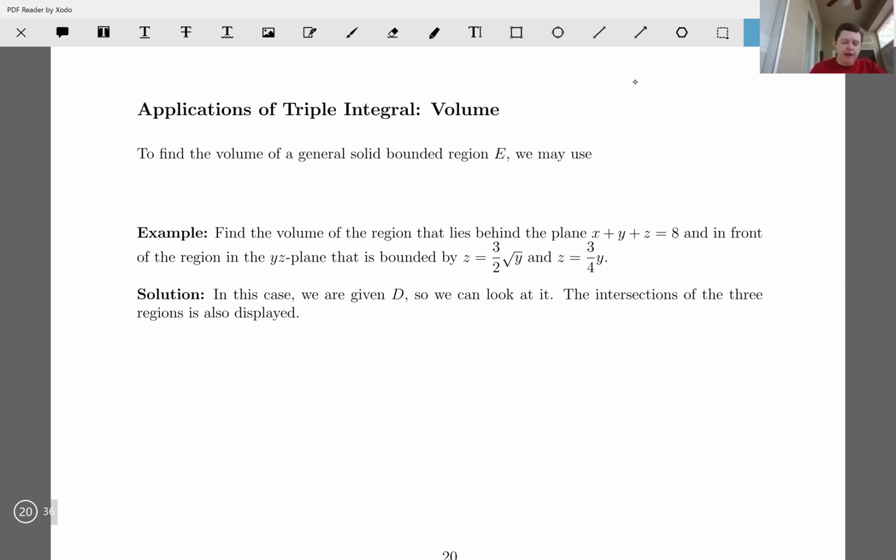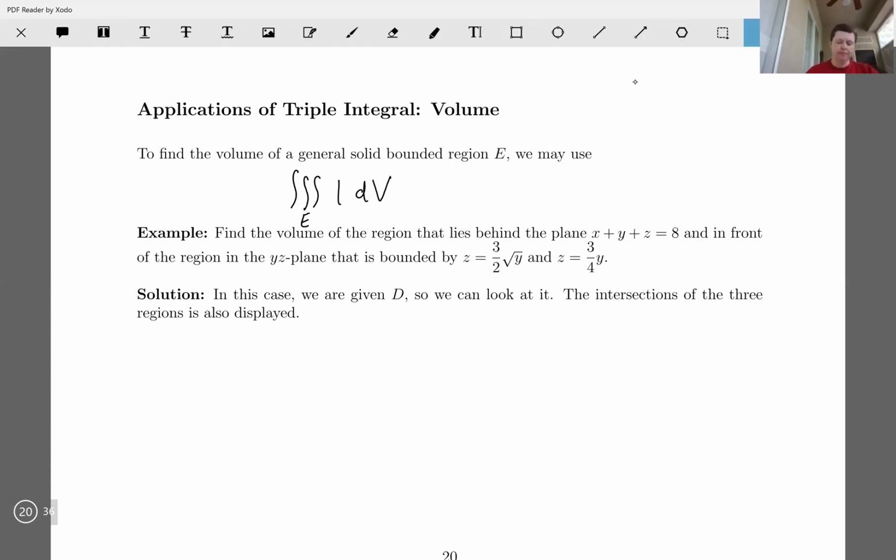So to find the volume of a general solid bounded region E, we do pretty much the same thing that we've done previously, and we integrate 1. So the function 1 over our region dV.